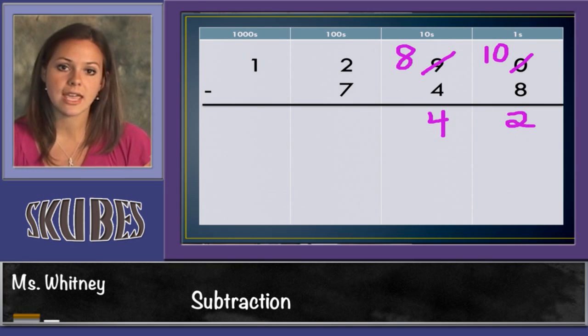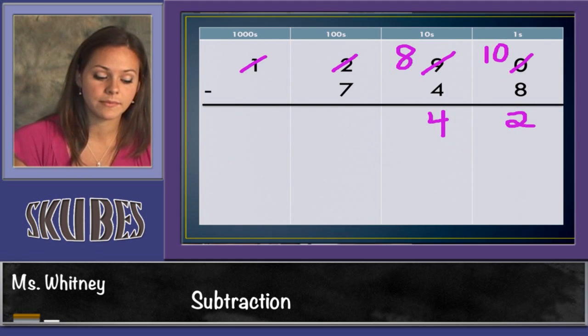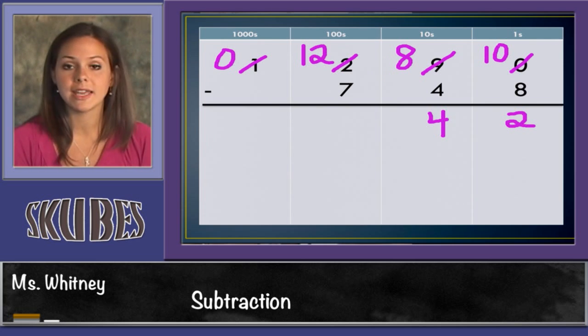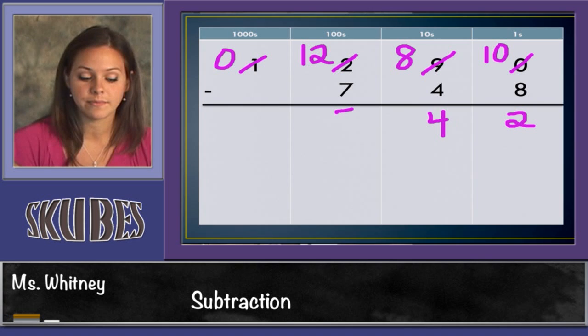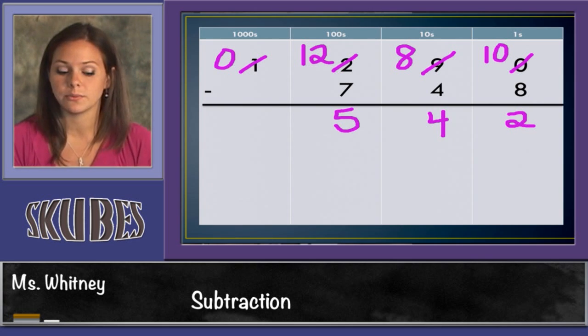Now I have 2 take away 7. I can't do it. I look next door. My 1 becomes a 0. My 2 becomes a 12. 12 minus 7 equals 5. So my answer is 542.